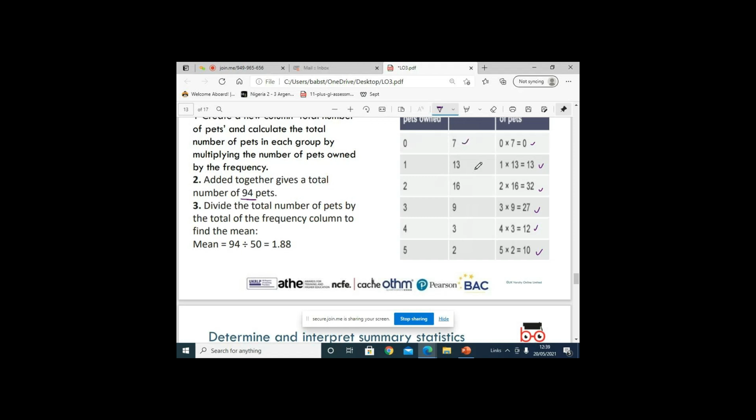If you add this and this together, that's 50. We did that one before, in the previous section, and you can confirm it by adding it together again. So it's 50. Now you divide 94 by 50. That's 1.88. That's the mean. The mean is 1.88.